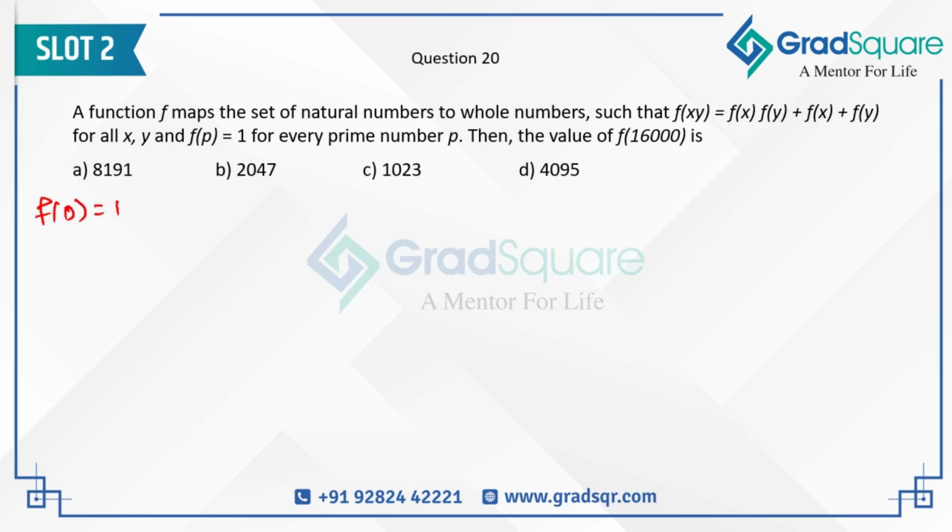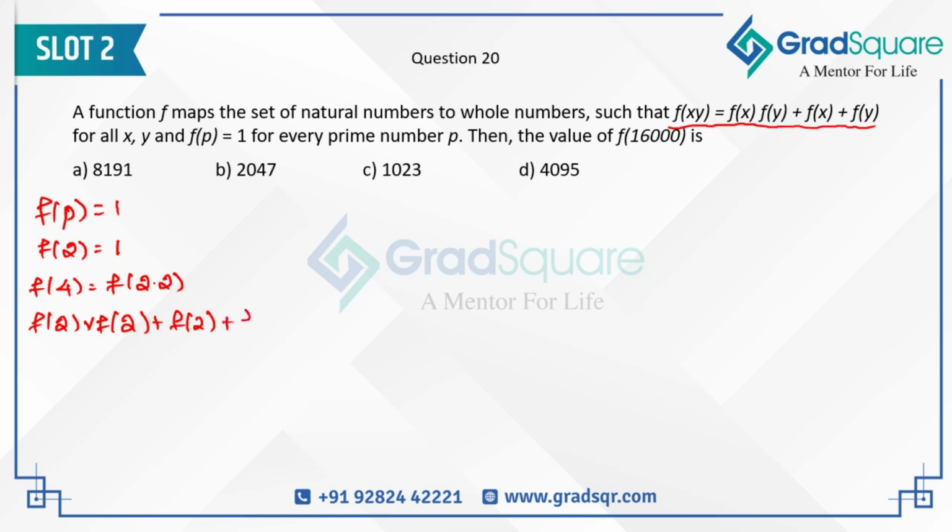Whenever you get questions like this, try to identify the pattern by substituting some initial values for the input variable. So I'm going to keep the prime number as 2. So output is going to be 1. If I have to calculate the value of f of 4, what will I do? This is nothing but f of 2 into 2. So using this given equation, I can write this as f of 2 into f of 2 plus f of 2 plus f of 2, which is going to be 1 into 1 plus 1 plus 1, which is going to be 3.